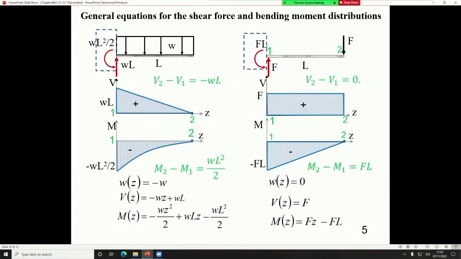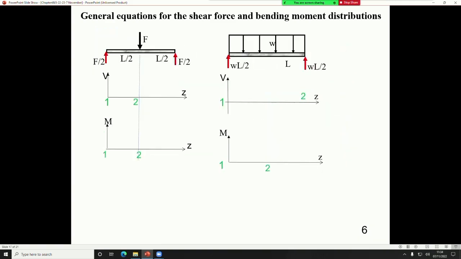Any questions on slide number 5? The bits which are examinable are at the bottom, the general equations. I just wanted to remind you of the shear force and bending moment diagrams. Any questions on slide number 5? Okay, we move on to slide number 6.